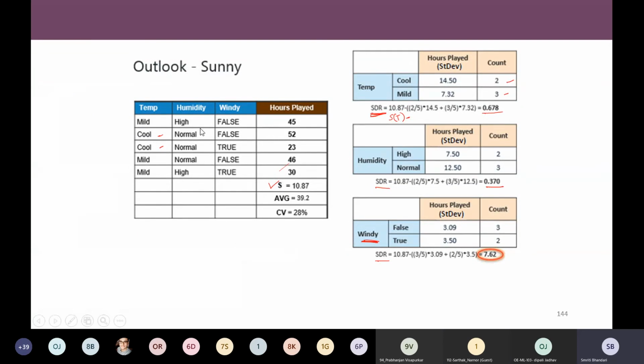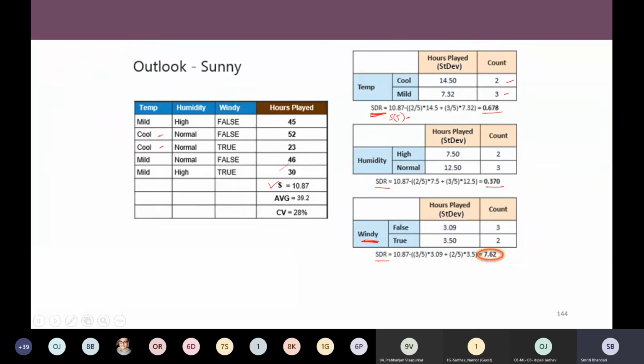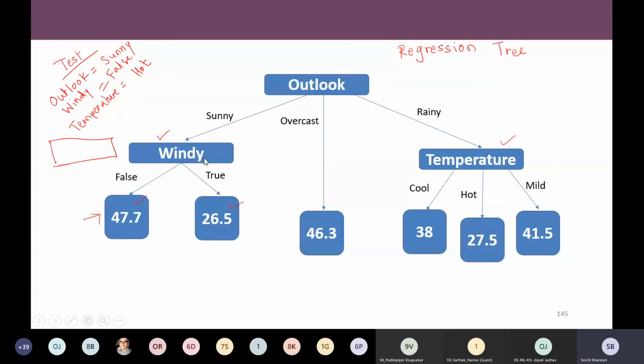This was the subset at which point outlook equal to Sunny. So at this point, we are having this subset, 5 tuples. Are you getting me? And we have found out that the next decision node is Windy.